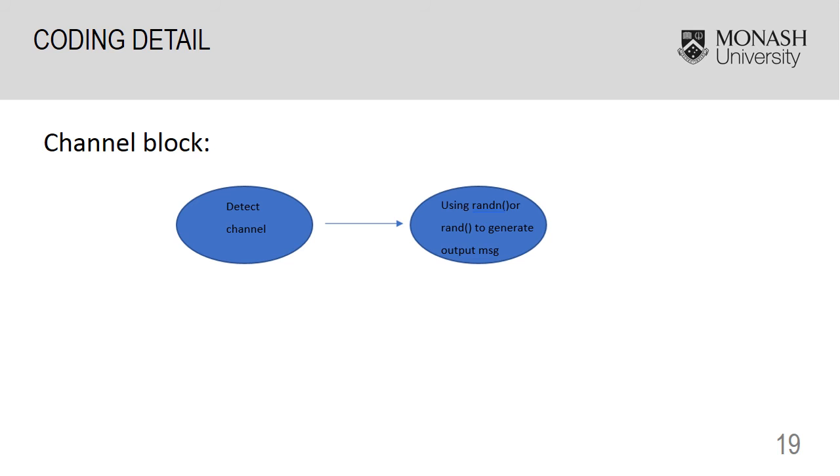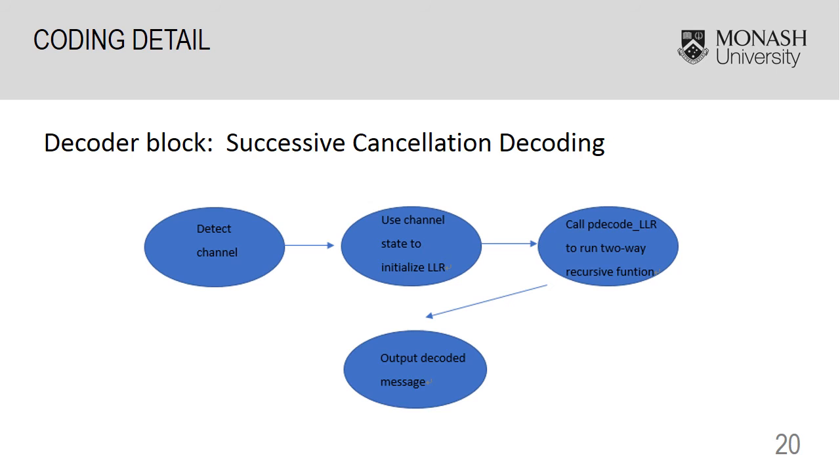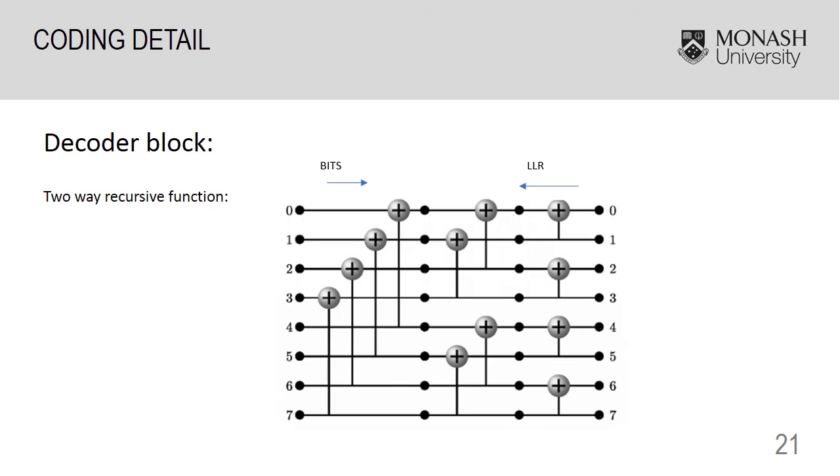noisy message. The noisy message will then go through the decoder block. The decoder will be using successive cancellation decoding. It will detect the channel string first and use the channel state to initialize the LLR, which will give LLR 0 its first value. Then it will call p_decode_LLR to run a two-way recursive function for the AWGN and BSC channels. For the BEC channel, it will call a different function called p_decode_BEC, and then it will output a decoded message.